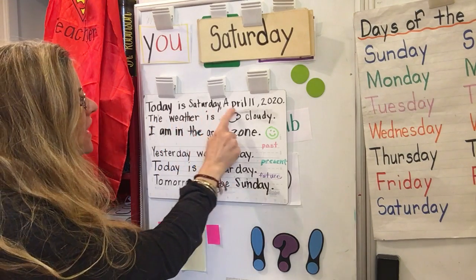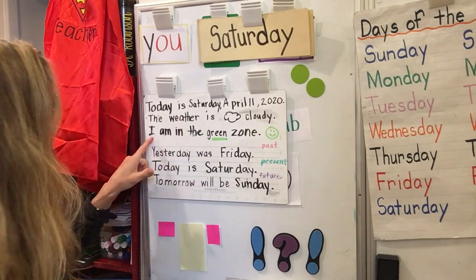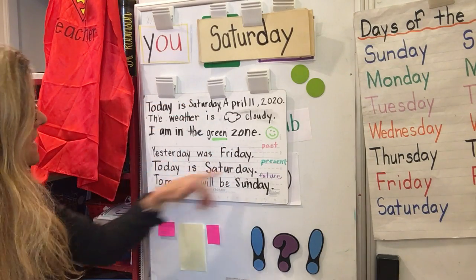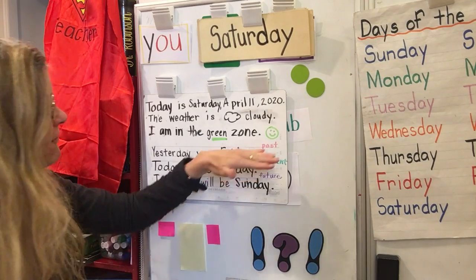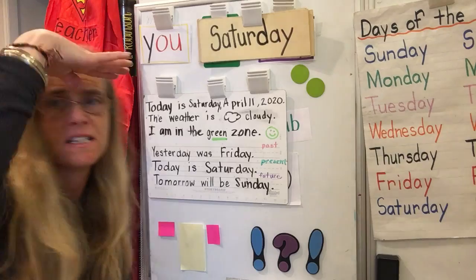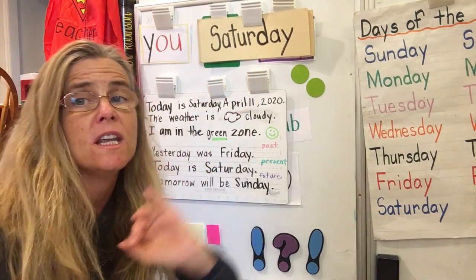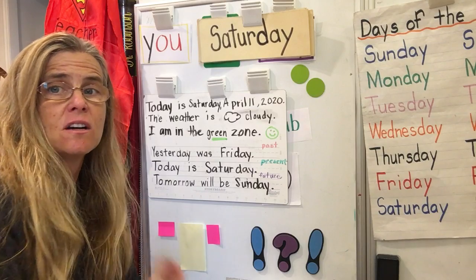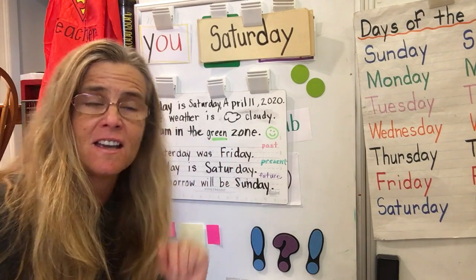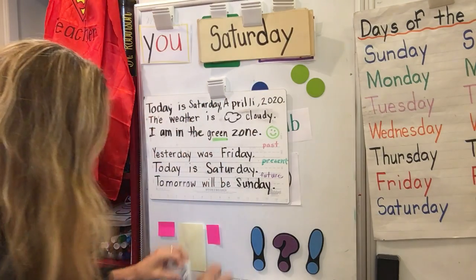So today is Saturday, April 11th, 2020. The weather is cloudy. I am in the green zone. Yesterday was Friday. Today is Saturday. Tomorrow will be Sunday. Friday's in the past. Saturday's in the present. Sunday's in the future. It's almost here. So near. Only the present's here. Past is behind us. It just can't find us. Okay, sing-songy, rhymey. It's a good mnemonic to help you remember things.